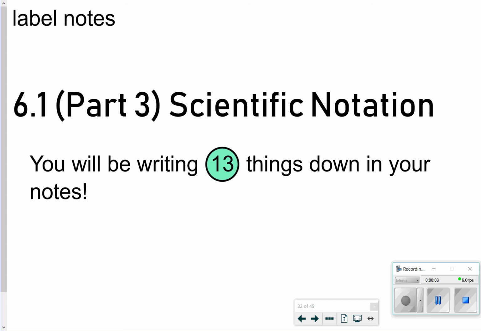This is our last section of notes for 6.1. We're talking about scientific notation today. It is fairly easy. You do have 13 things to write down, but it should go by pretty quick, so let's go and get started.